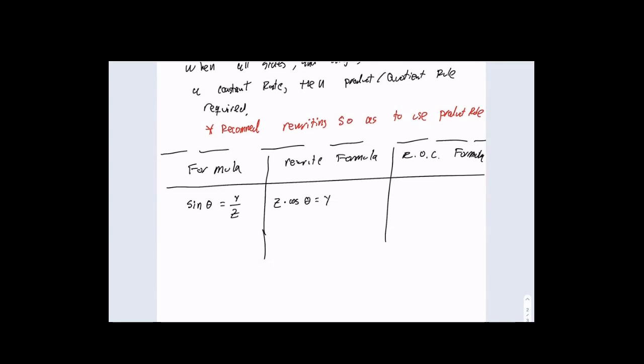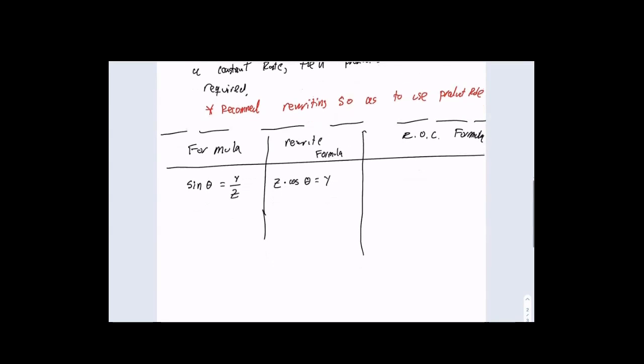And I just realized I need more room here. All right, so my derivative is a product rule where z is u and cosine of theta is your v. So the rate of change formula would be dz/dt times cosine of theta. That's the bracket right there. That's the derivative. Plus the derivative of cosine of theta. Now, what's the derivative of cosine of theta?